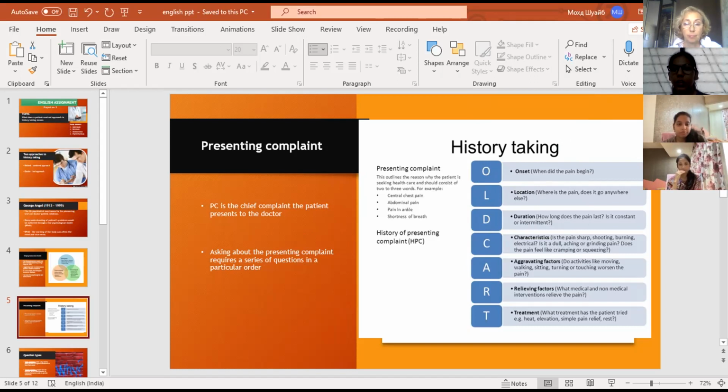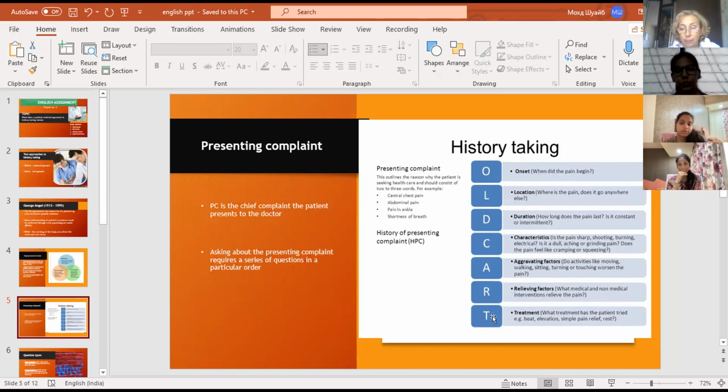How long does the pain last, or is it constant or intermittent? C stands for character: the characteristics of the pain, whether it is sharp, shooting, or burning, etc. A stands for aggravating factors, activities like moving, walking, sitting, etc. R stands for relieving factors: what medical and non-medical interventions relieve the pain.